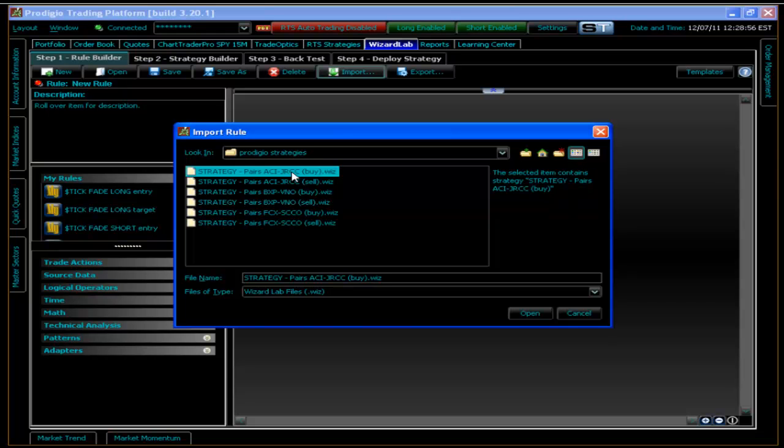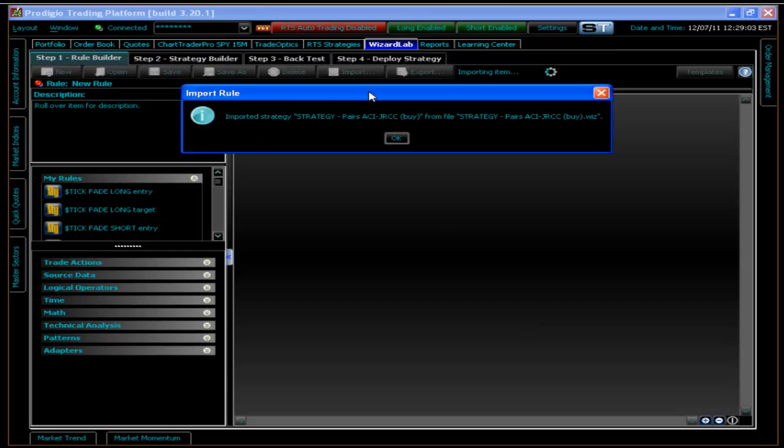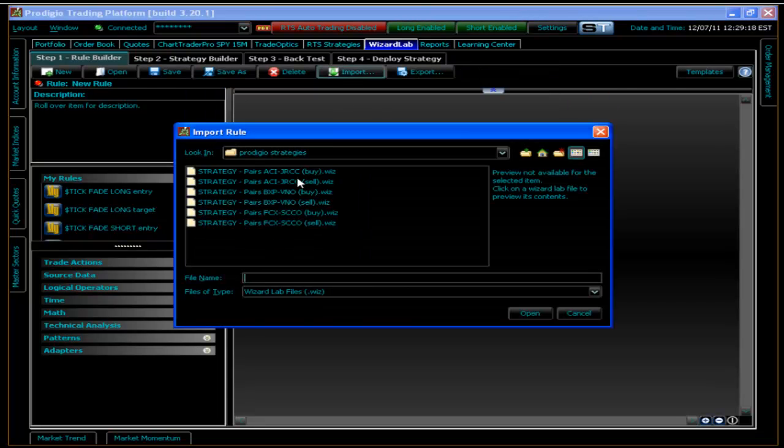Okay, so we want to bring in the ACI JRCC buy, and we want to open that. And notice that Prodigio gives us a confirmation box essentially just saying imported the strategy, named this from the file strategy pairs ACI buy.wiz. All these files are called .wiz. All right, hit OK. Now we need to import again, and let's bring in the sell side. And you'll see in a moment, when I go through the rule builder and the strategy builder, why there's always 2 strategies for a pair strategy.